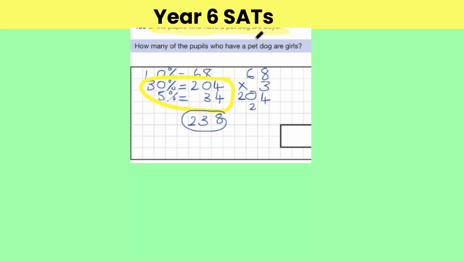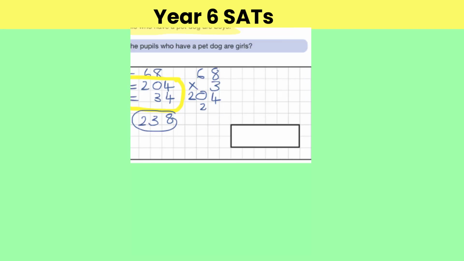How many of the pupils who have a pet dog are girls? We're just going to find the difference. If there's 159 boys, then the rest are girls. So we'll do a simple subtraction. So we'll now do 238 subtract 159 to find the difference.